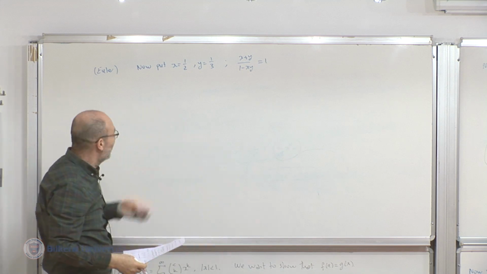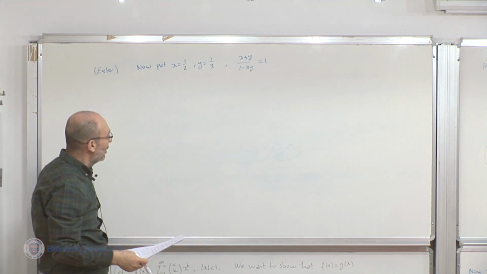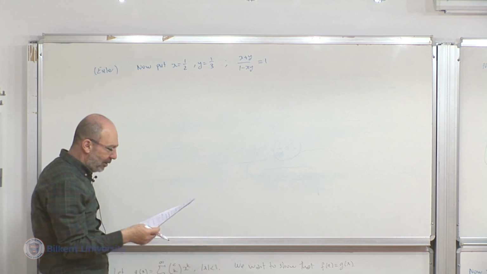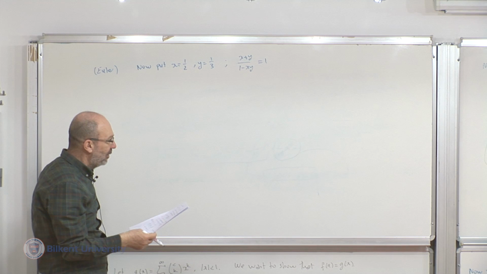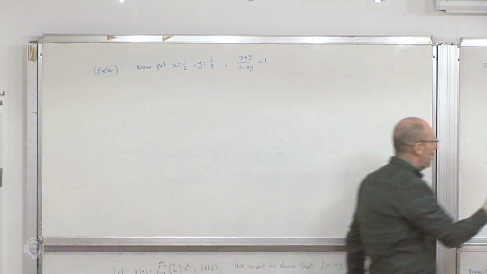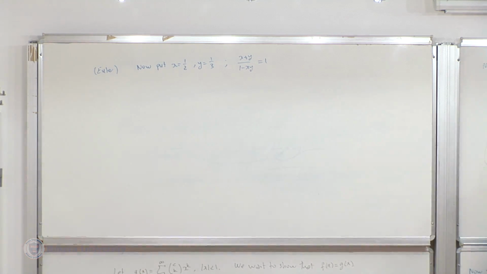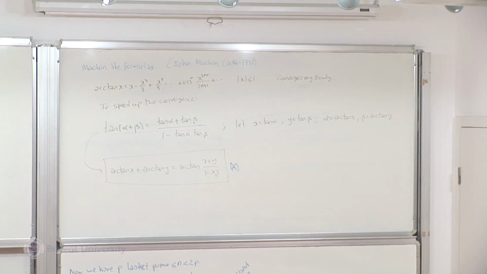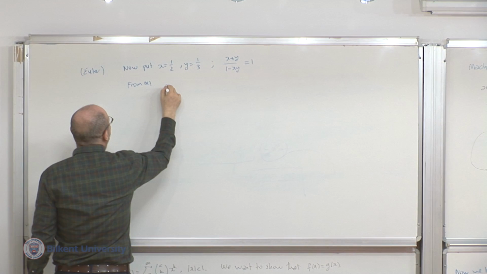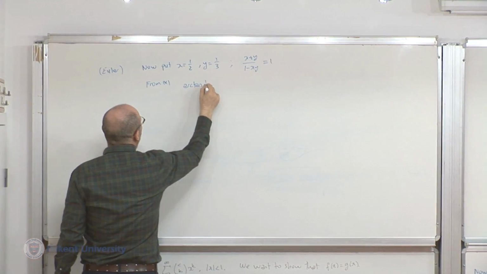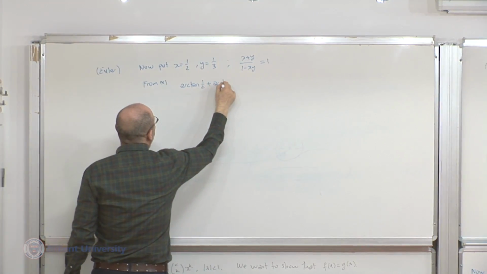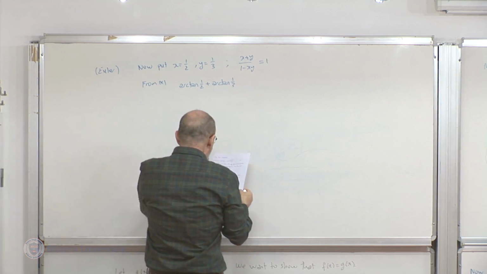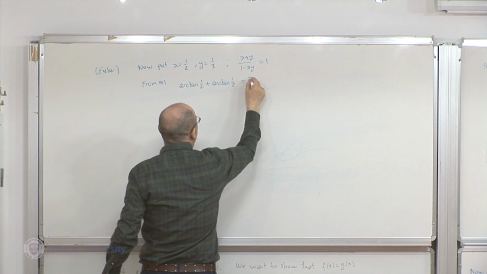Okay. Put those numbers there, you get 1. So I can recognize the other part. That's arctangent 1. Okay, so you get 1. Let's give it a name. So from star, arctangent 1 over 2 plus arctangent 1 over 3 is equal to pi over 4.